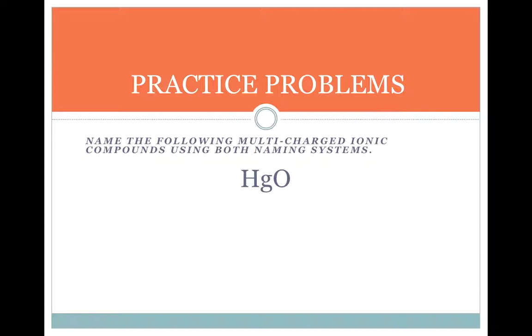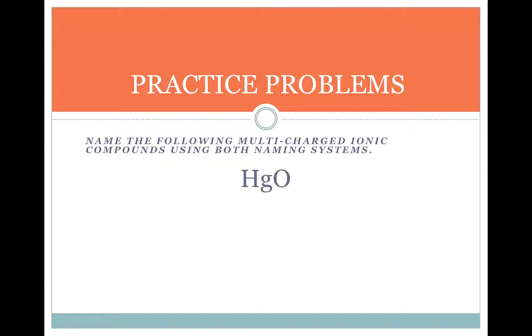Let's try some examples and see if we can figure out the name. So we have HgO. If we look on our yellow card or even look on the periodic table, mercury is a transition element. Mercury can have more than one charge. If you're looking at your yellow card, you can see that mercury can be mercury 1 or it can be mercury 2. So when we name this compound, we have to make sure that we indicate the charge of mercury.